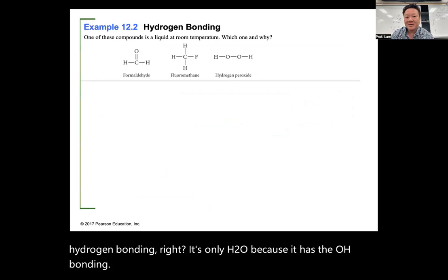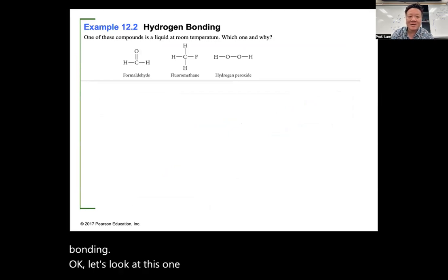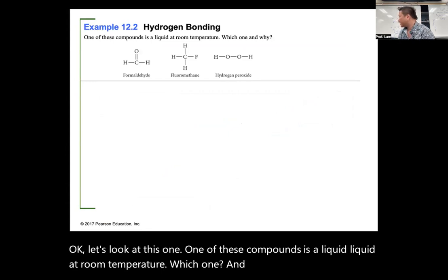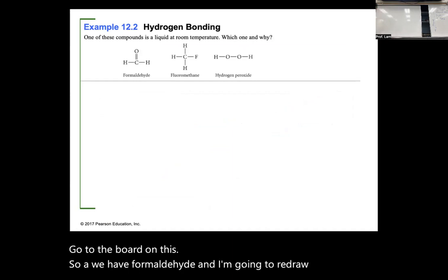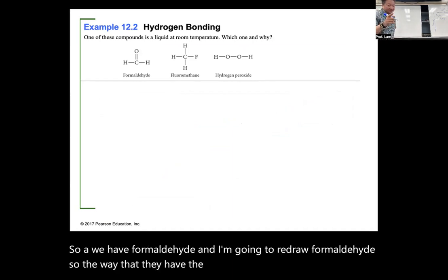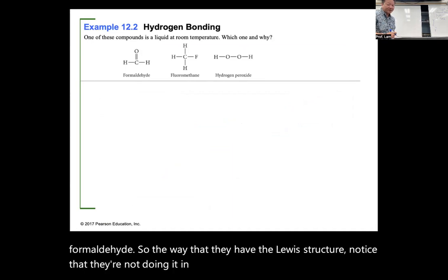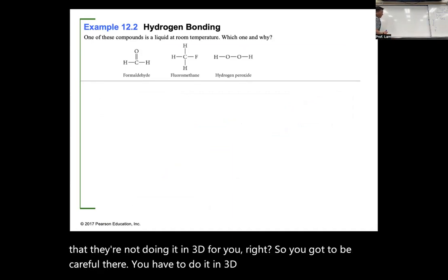Okay, let's look at this one. One of these compounds is a liquid at room temperature. Which one and why? All right, go to the board on this. So A, we have formaldehyde, and I'm going to redraw formaldehyde too. Notice that the way they have the Lewis structure, they're not doing it in 3D for you, right? So you have to be careful there. You have to do it in 3D yourself, okay?